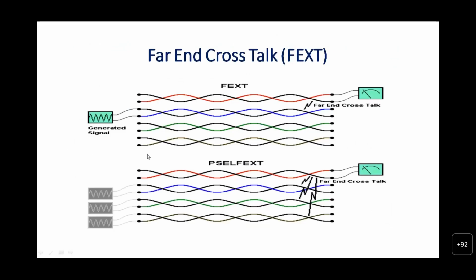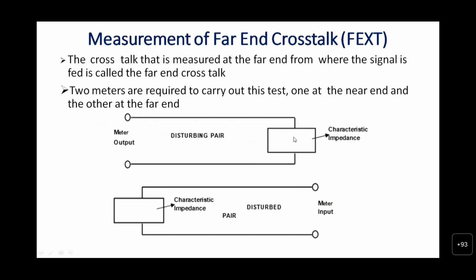Similarly, in far end crosstalk, the tone is set in one pair and the level is measured at the other end. That is the reason it is called far end crosstalk. In a similar way, it is tested for the power sum effect of far end crosstalk. It is pictorially shown here. The disturbing pair is this one, and the adjacent pair is the disturbed pair where far end is being tested. Means output is given here, the input is measured here.